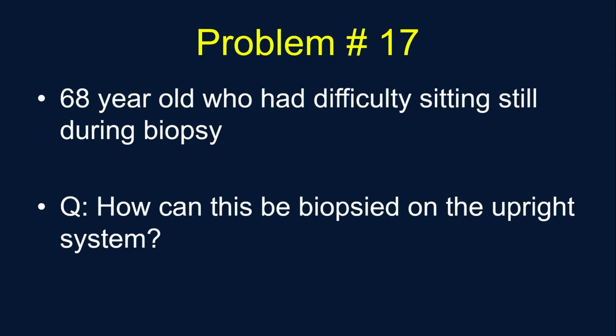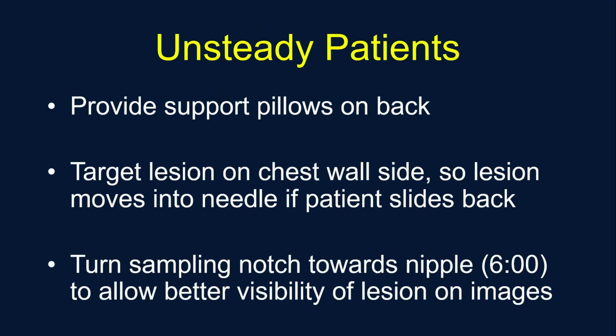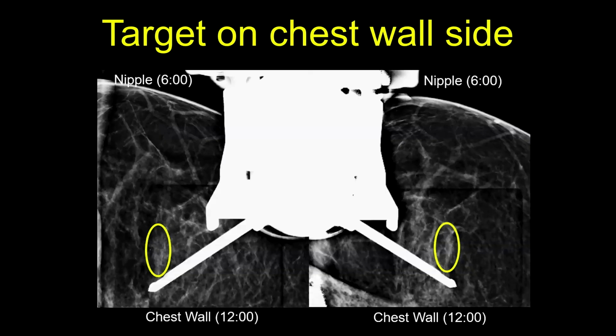Okay, next problem, 68-year-old who will have trouble sitting still during the biopsy. That happens, right? Patients with Parkinson's, or hopefully not, but just unsteady. How can we biopsy them in the upright unit? Okay, for an unsteady patient, you need to provide a support pillow on their back, and instead of targeting the lesion on the nipple side, which we usually advise, you should consider targeting it on the chest wall side. And this is how it looks.